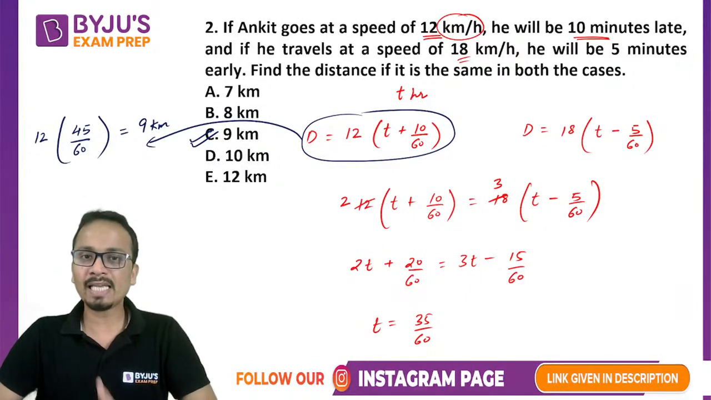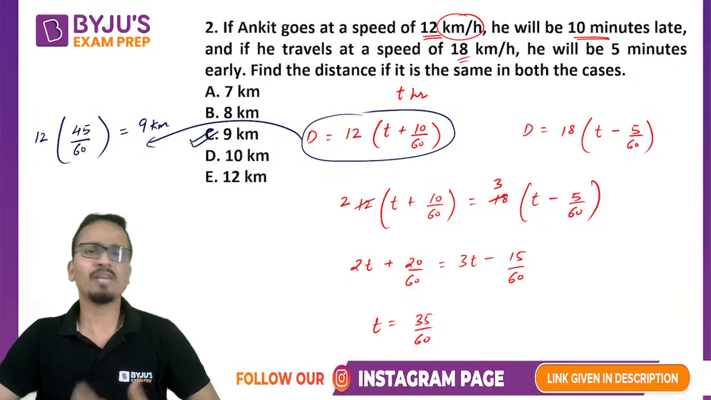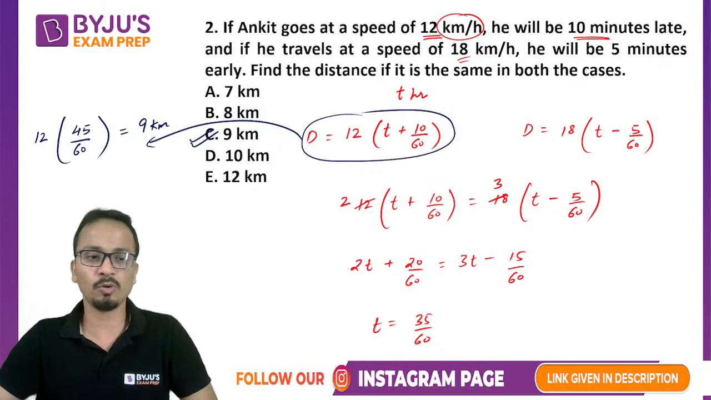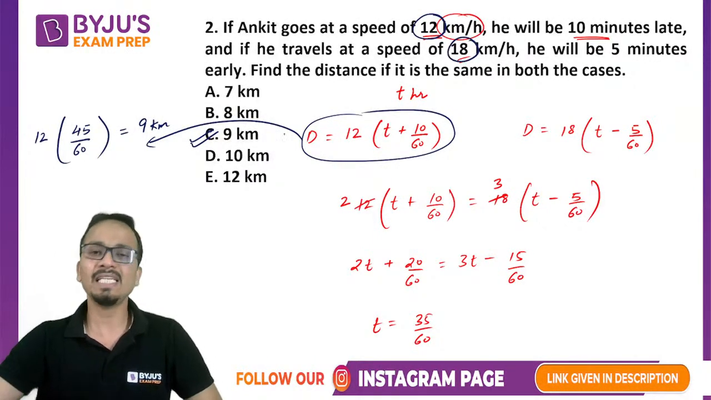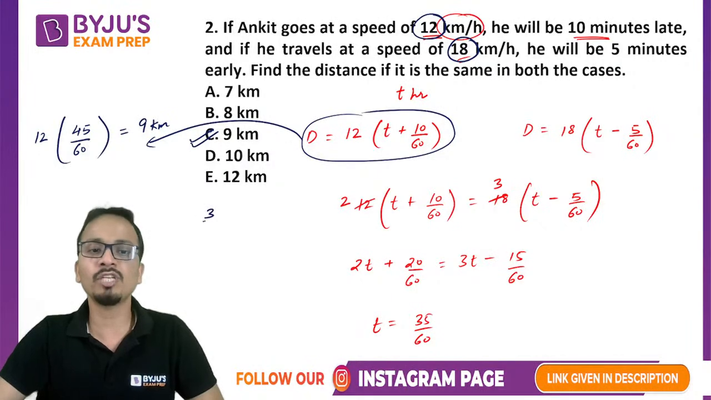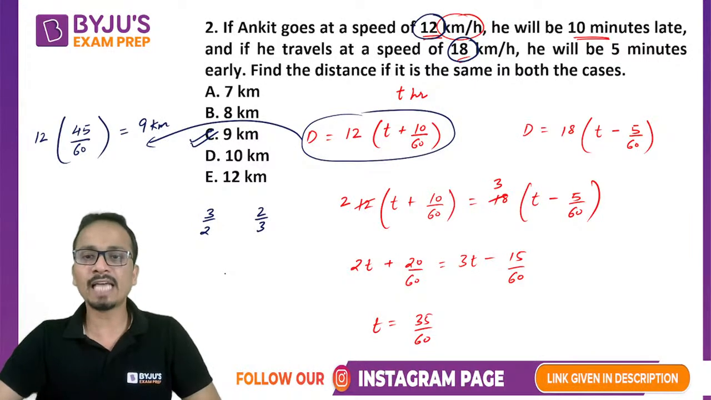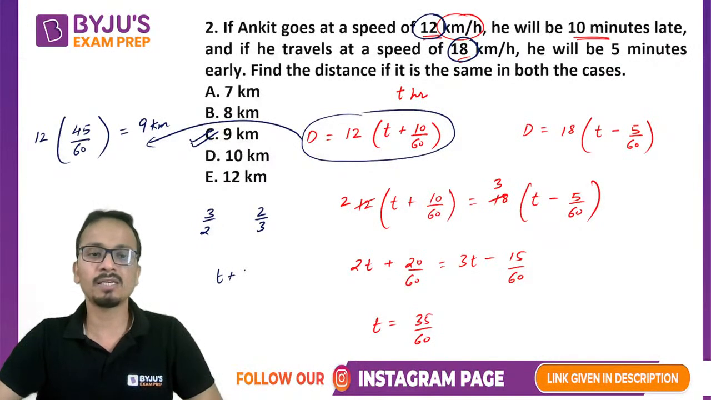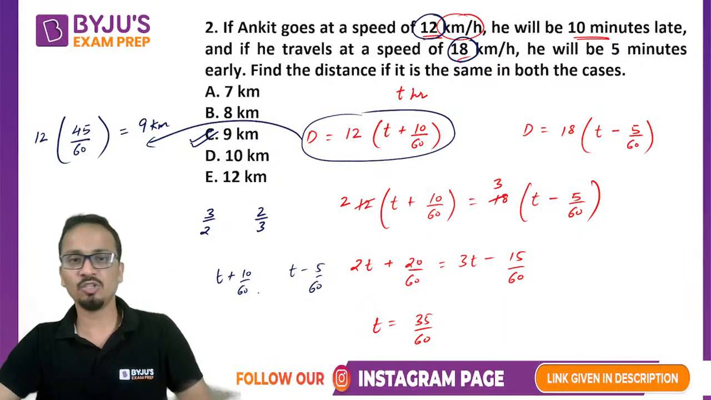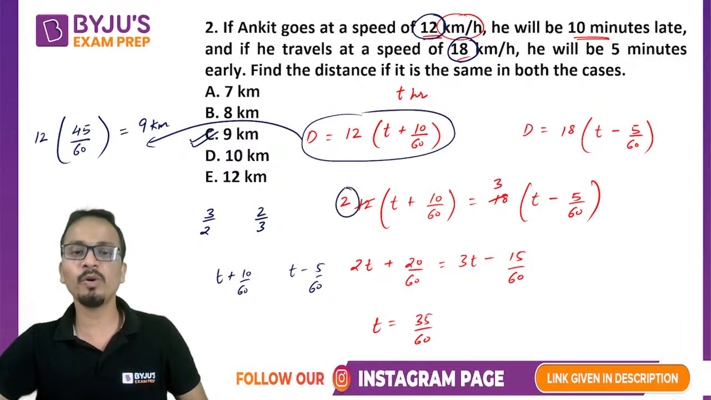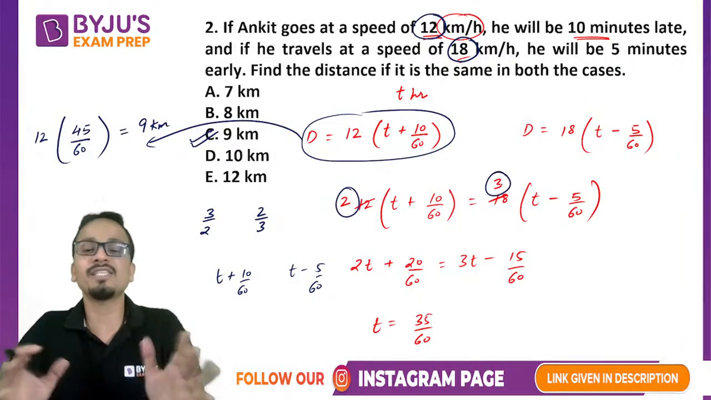So I can say that the method that you are telling me can also be used the way we have done the previous one. Speed originally was 12 and now it has become 18. So speed has become 3 by 2, so time will become 2 by 3. Originally time was t plus 10 upon 60. The new time is t minus 5 upon 60. So the new time will be 2 by 3 times the original time. You can calculate the value of t. So here you are getting actually the same equation, the same relation.